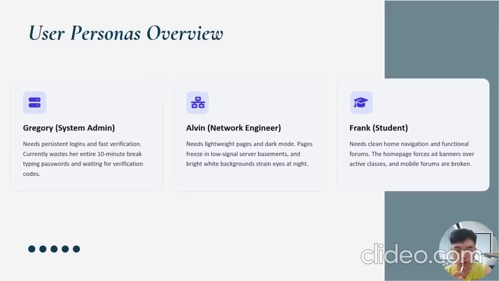Second is Alvin, an on-site network engineer. He works in a server basement with poor signal and studies late at night. He needs a lightweight page that loads fast and a dark mode to protect his eyes. But right now, the heavy web page freezes on him in a low signal area. Third, we go to Frank, a computer science student. He studies between classes and uses a student phone. His main issues are an uncultured homepage, uneven text size, and a broken mobile phone tree.